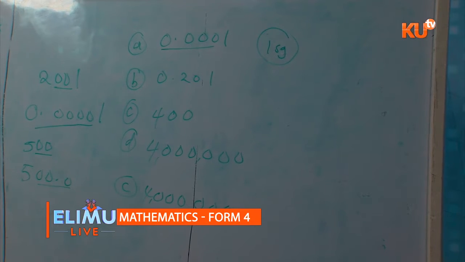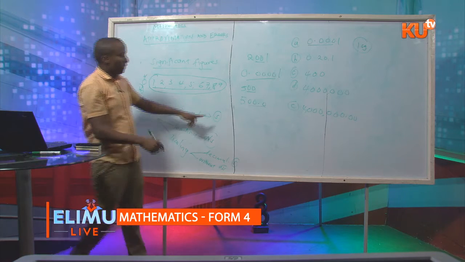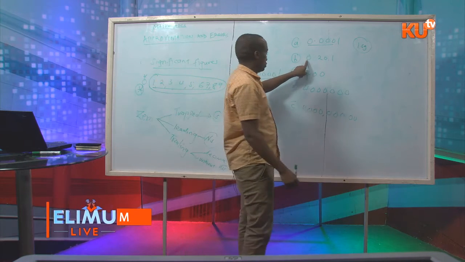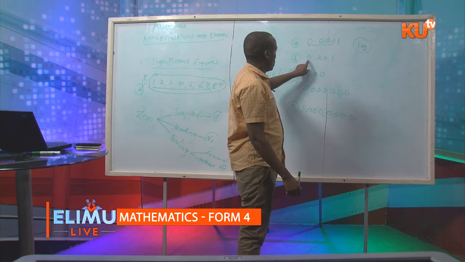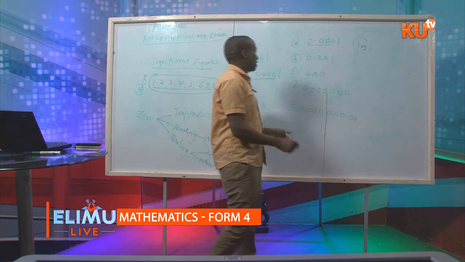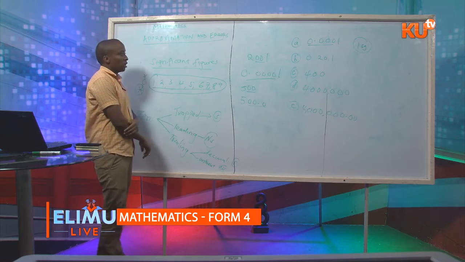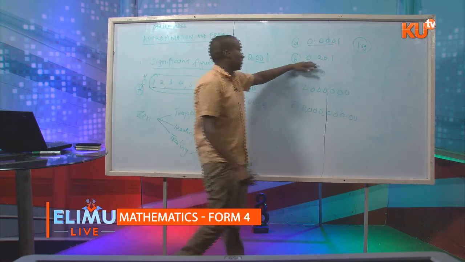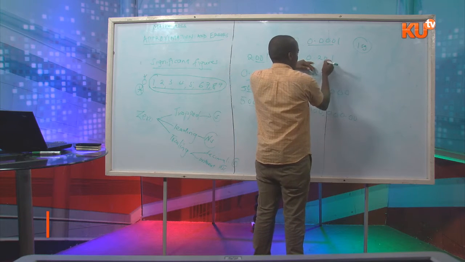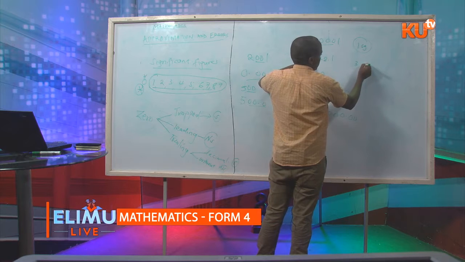Come to our second example, that is 0.201. We have this zero, a leading zero before any other number. Even where you have a decimal point, the leading zero will never be significant. But the zero in between is significant. So we have three significant figures here.